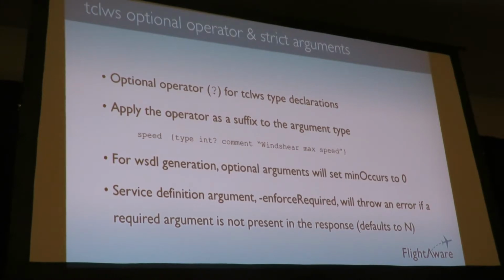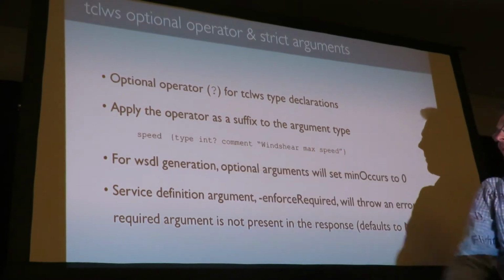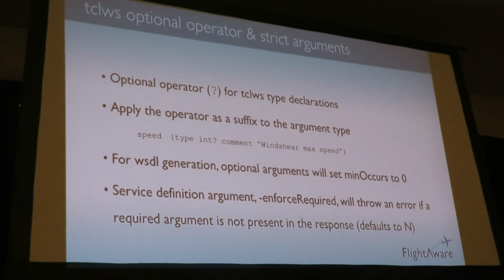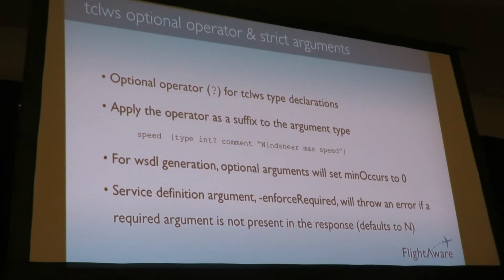The question mark, obviously, is not stolen from Swift; you stole it from someone else, I think. Basically, if you just specify the question mark after your type, then when the WSDL is generated, it'll specify a min occurs of 0. Then in your service definition you enforce required, and when it's creating a response, it'll ensure that everything that's not been specified optional is present in that response.